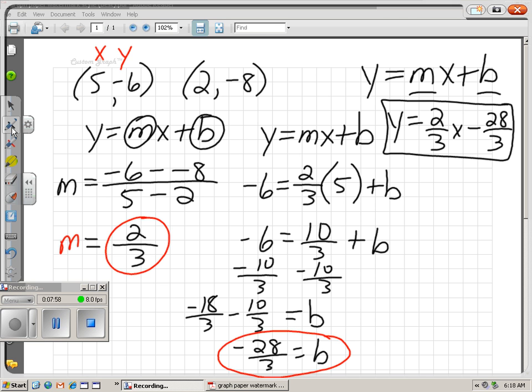And there's our equation. That line crosses the y-axis at negative 28 over 3. That's a little over negative 9. And then goes up 2 steps and over 3. That'd be really hard to graph, but that is our equation. It's not always pretty.